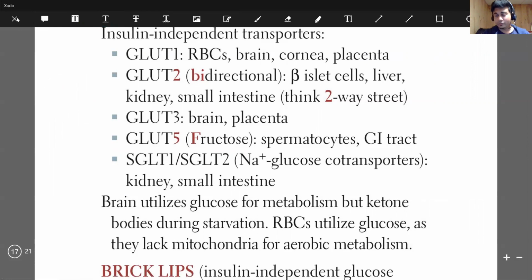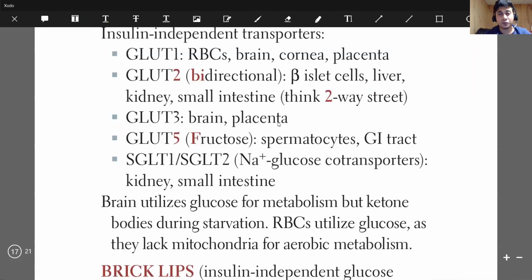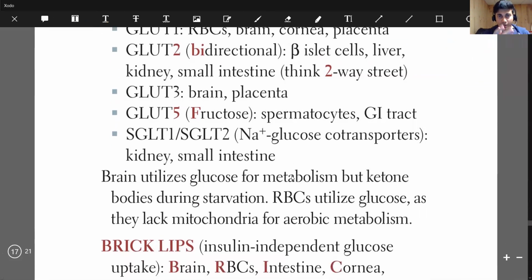Now, this same transporter, glucose 2 transporter, we discussed that it stays on the beta cell of the pancreas, where it transports the glucose inside, and where glucokinase converts the glucose into glucose 6 phosphate, and so on, right? Next thing, GLUT3 is present in the brain and placenta.